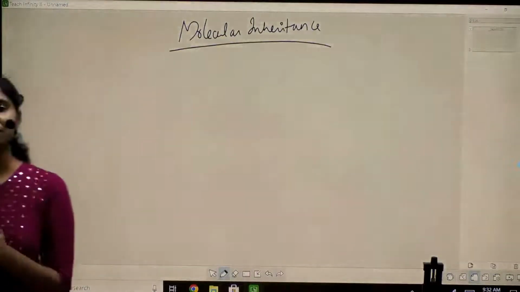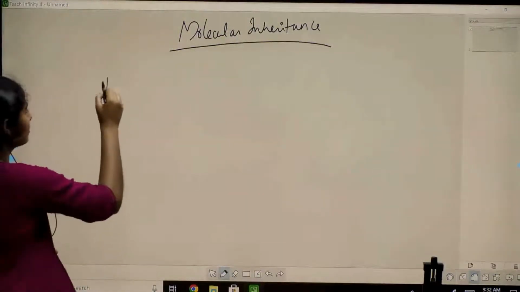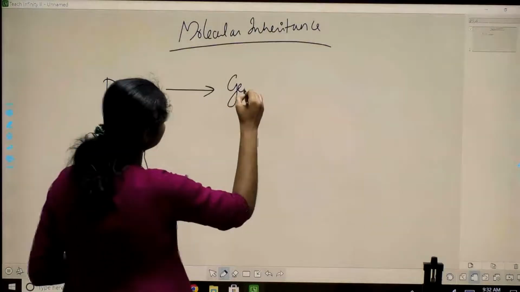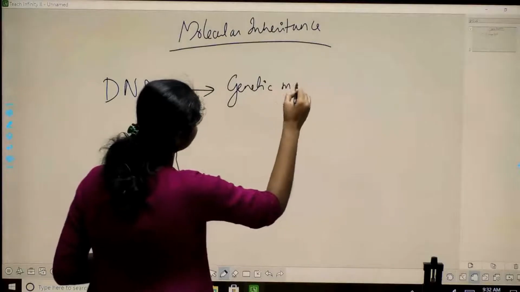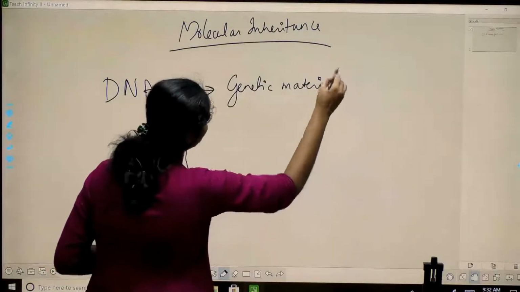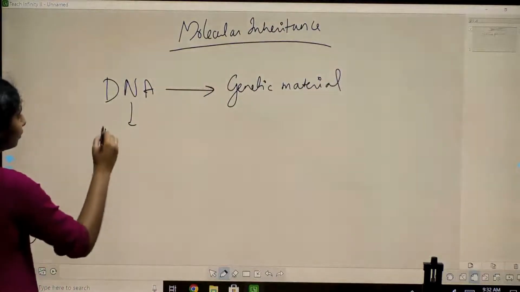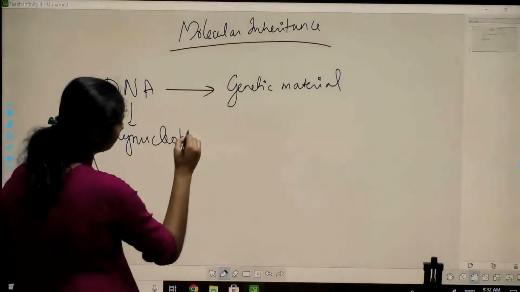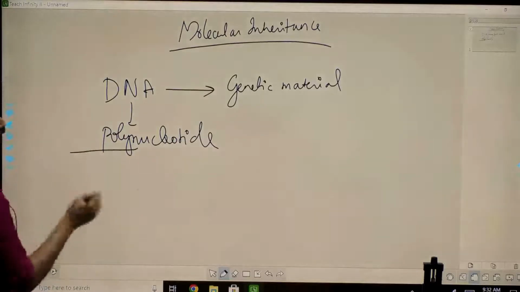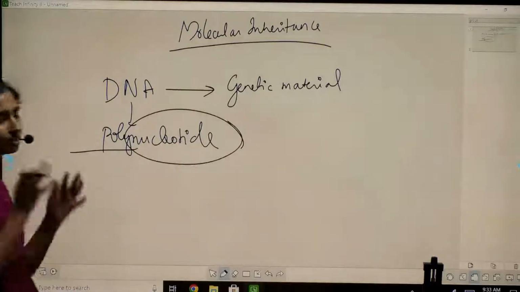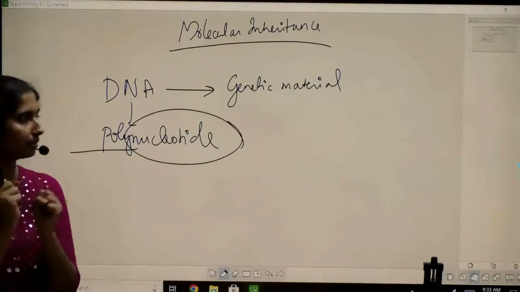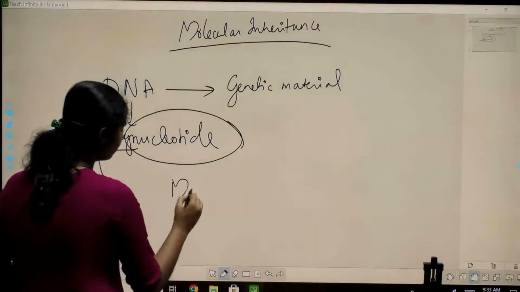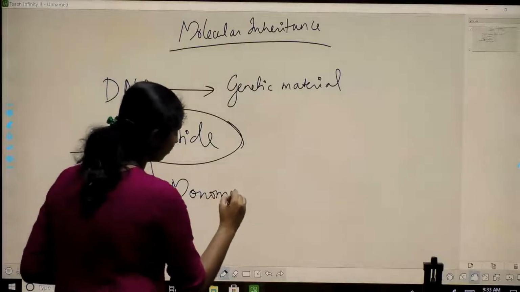Okay, so let's first understand what DNA is. We know that DNA and RNA comprise the genetic material. Often, DNA is described as a polynucleotide because it is comprised of monomers of nucleotide. It is nucleotides that together make up DNA. So the monomer for DNA is nucleotide.